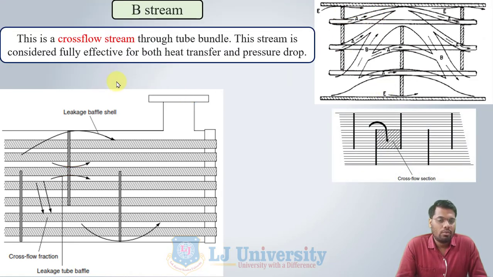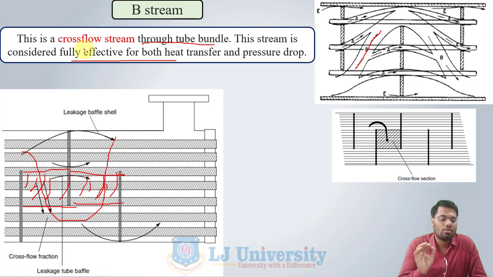Now the second one is stream B. Here you can see in this figure that this is stream B, which is a cross flow stream through the tube bundle. This stream is considered to be fully effective. This is the stream between these two baffle tips, or we can say between this region where there is a cross flow of the fluid. So when fluid is going in this path, between the tips of the baffle there is always a cross flow stream, which is the effective stream for both heat transfer and the pressure drop. So Kern's method is only based on the B stream.